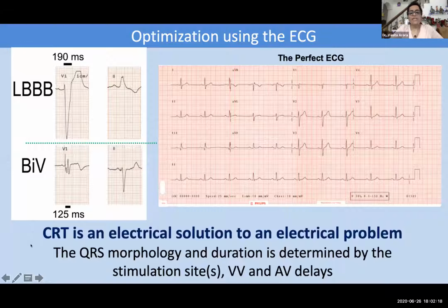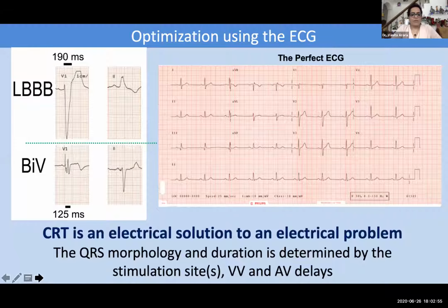But remember, CRT is an electrical solution to an electrical problem. This is what is seen on the ECG. It is an electrical problem and we are trying to give it an electrical solution. The QRS morphology and duration are determined by the stimulation sites, that means where we put in the leads, specifically in the RV and the LV, and how we adjust the AV and VV delays. We have to individualize the programming for every patient.